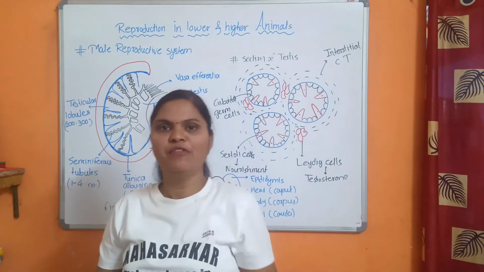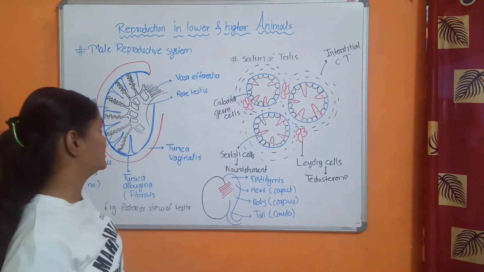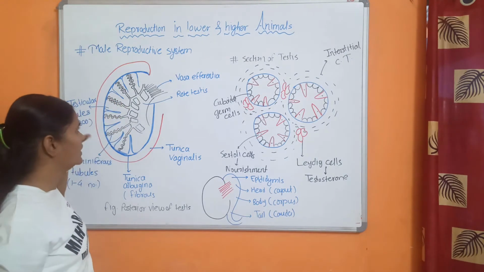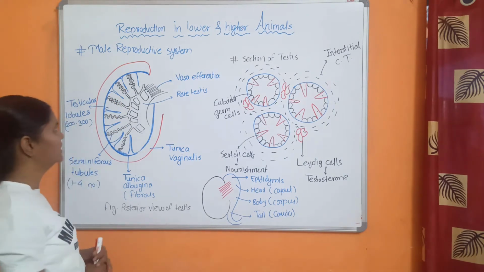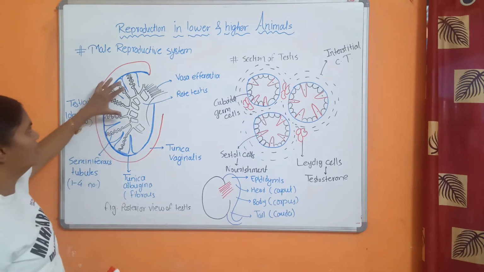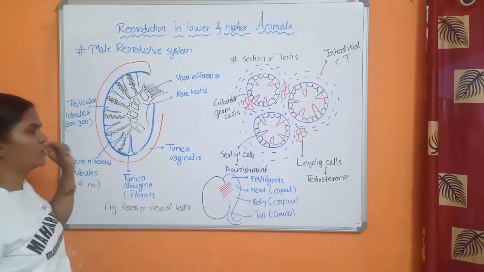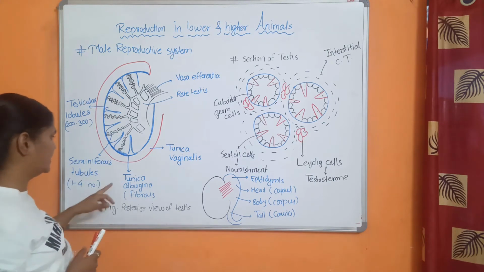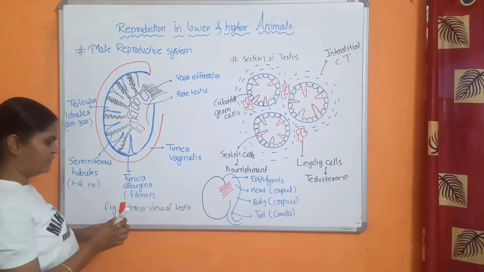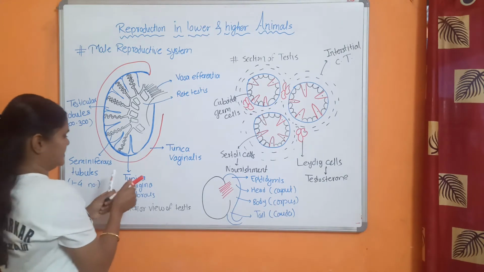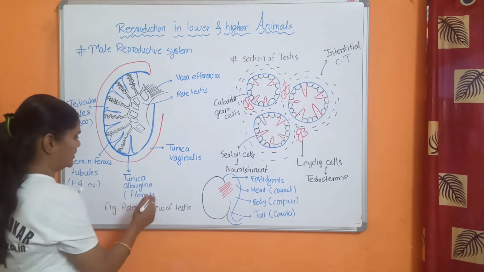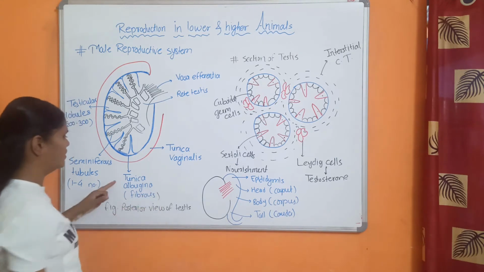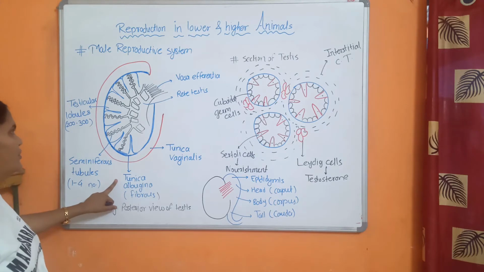In this video, we discuss the male reproductive system, and in that we discuss the internal structure of the testes. The testes have a fibrous, collagenous tissue covering, which is called the tunica albuginea. It is a thick covering of the testes that is produced from fibers.